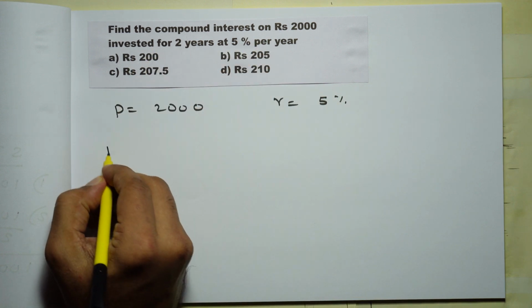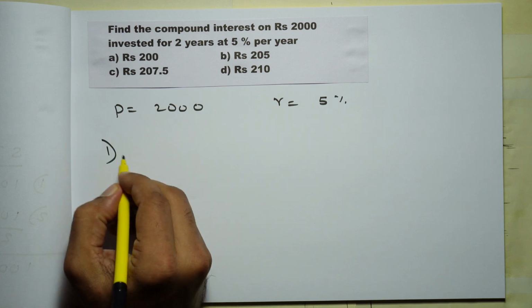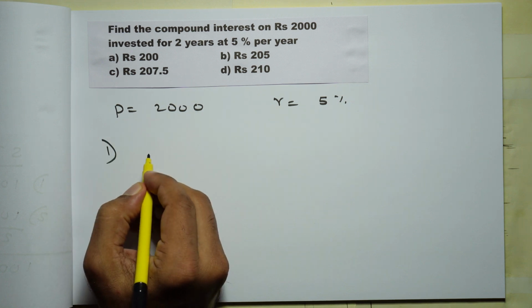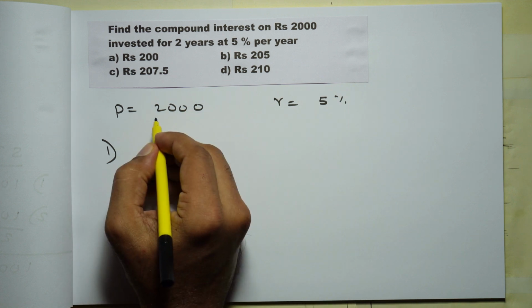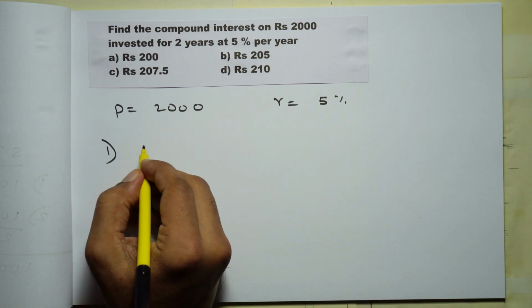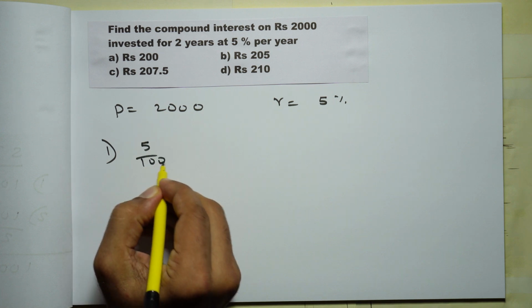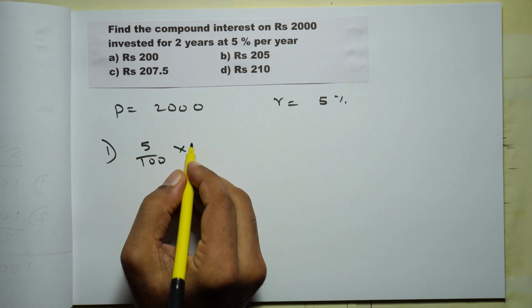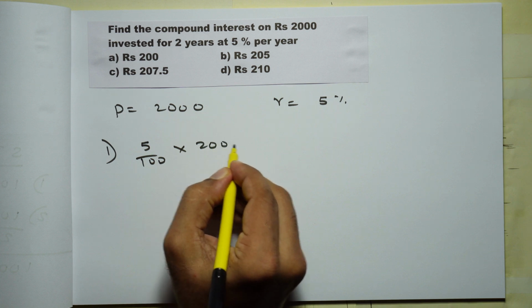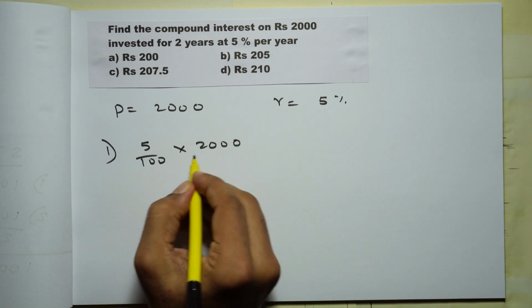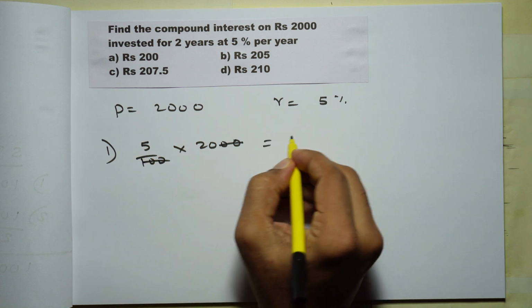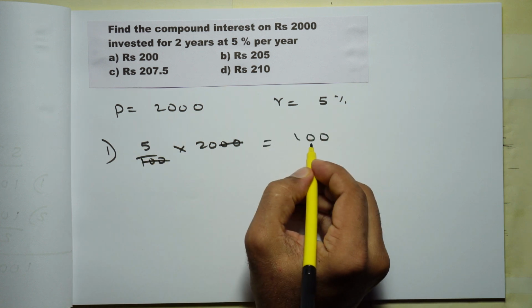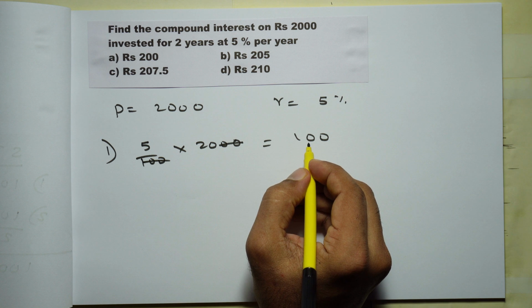So first of all we'll calculate the compound interest at the end of the first year, that is for the first year. Now for the first year, you will get it as R% of principal. R is 5%. So first year's compound interest will be R% of principal, 5% of this 2000. I will just calculate that. I will cancel out the zeros. So 5 into 20 gives you 100. So rupees 100 is first year's compound interest.